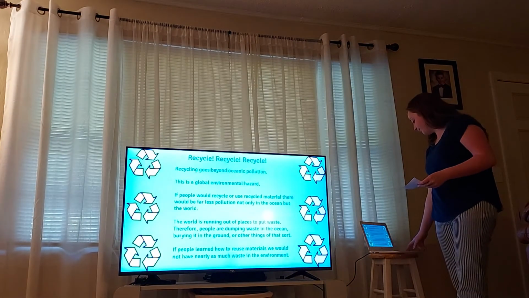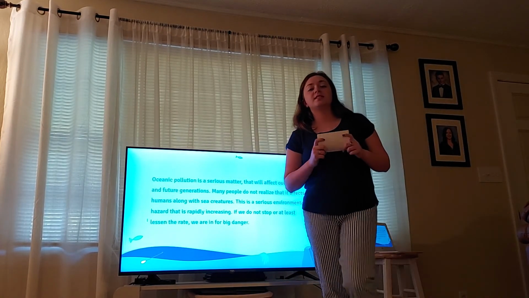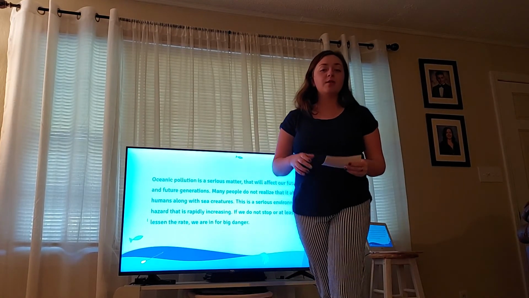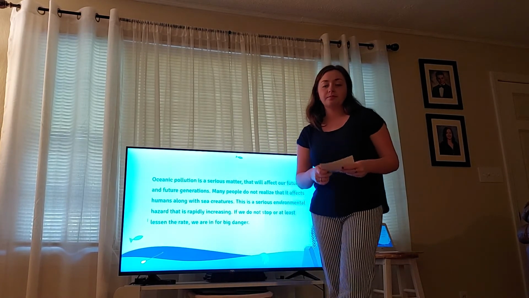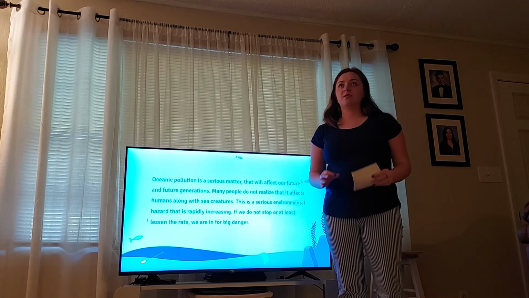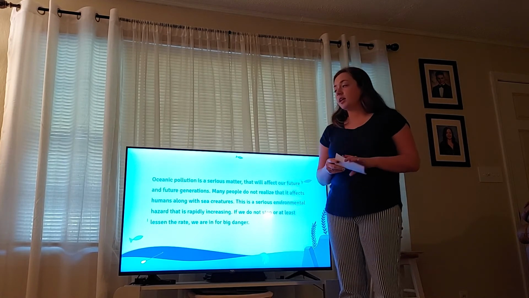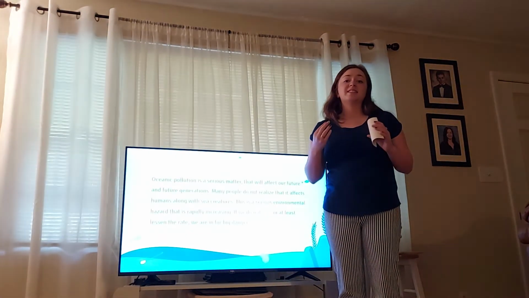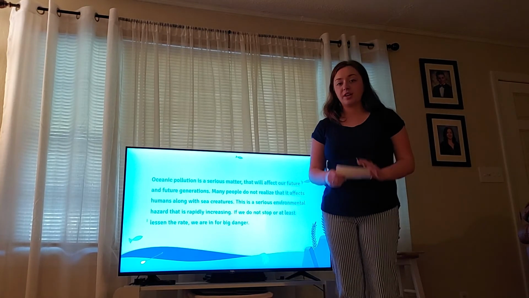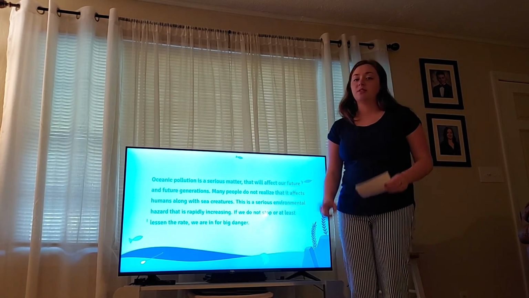So lastly, I want to reiterate that oceanic pollution is a serious matter. It not only affects the present, but it affects the future and future generations. It does not only affect marine life and the environment, it affects humans as well. Oceanic pollution is rapidly increasing, and if we don't do something to stop or at least lessen the cause, we're all in great danger. So lastly, I have one last thought I want to leave with you.